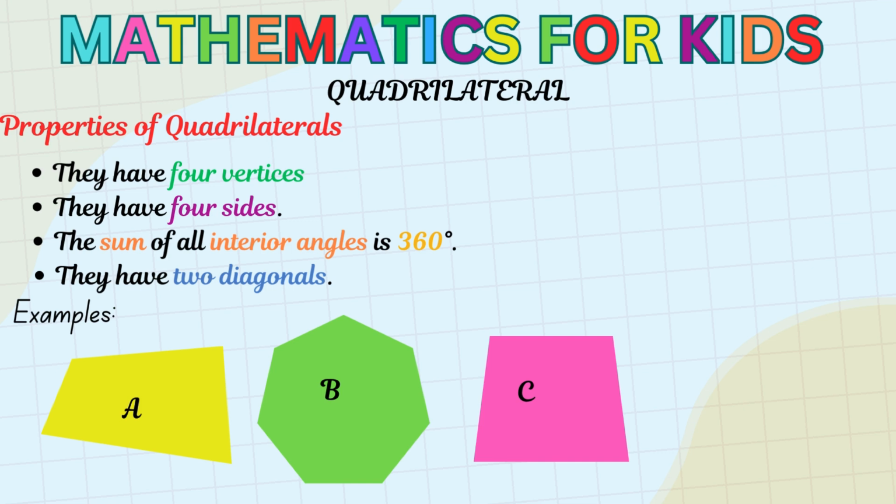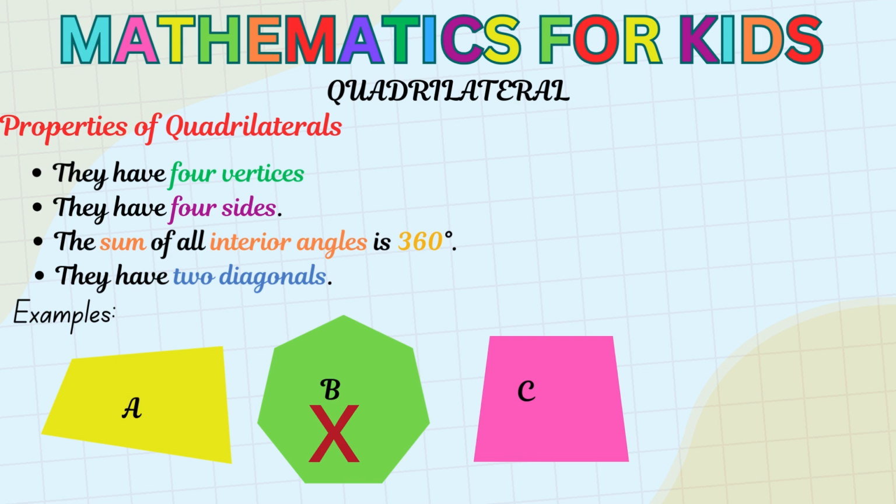Shape B. Is shape B a quadrilateral? For sure not. It's not a quadrilateral because shape B doesn't have 4 vertices. It has more than 4 vertices, and also it doesn't have 4 sides. It has more than 4 sides and more than 4 angles. So shape B is not a quadrilateral.